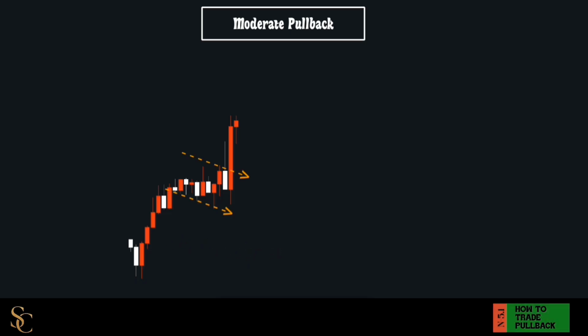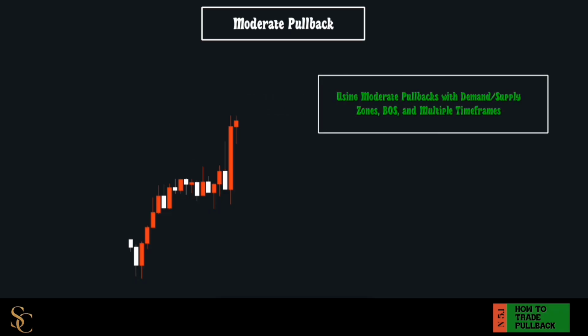Understanding moderate pullbacks is important because they allow traders to plan entries more systematically, manage risk effectively, and avoid entering trades during temporary pauses that might otherwise seem like reversals. Using moderate pullbacks with demand supply zones, BOS, and multiple timeframes.